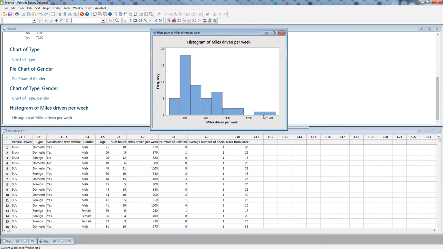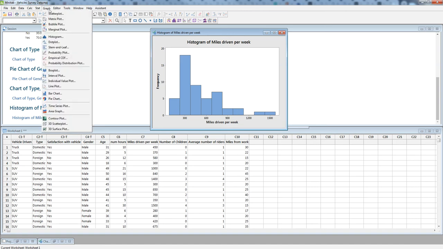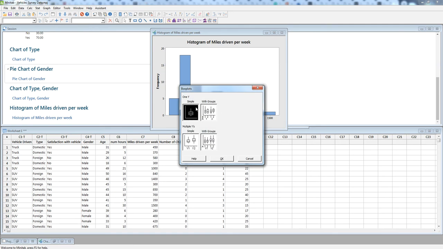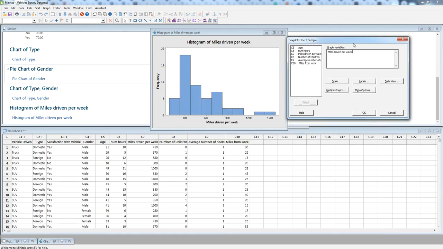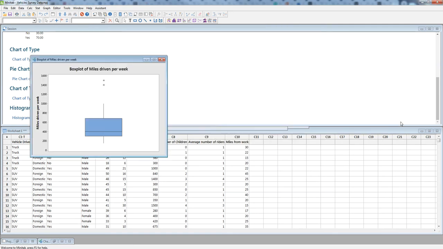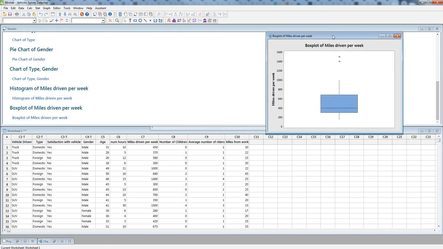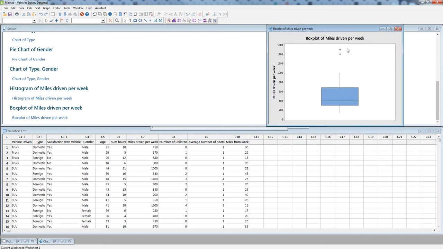And I've got a couple values that are a little bit larger than everybody else. I bet I should make myself a box plot of that to see if I have some outliers. In fact, let's do that now. Graph, box plots. I'm just going to do a simple one and throw miles driven per week in there. See if I can get me some outliers. I do have 2 outliers. They were suspicious, and it turns out I was right.